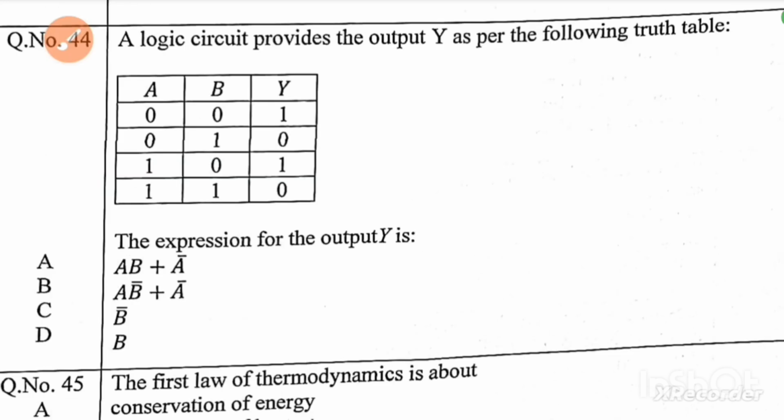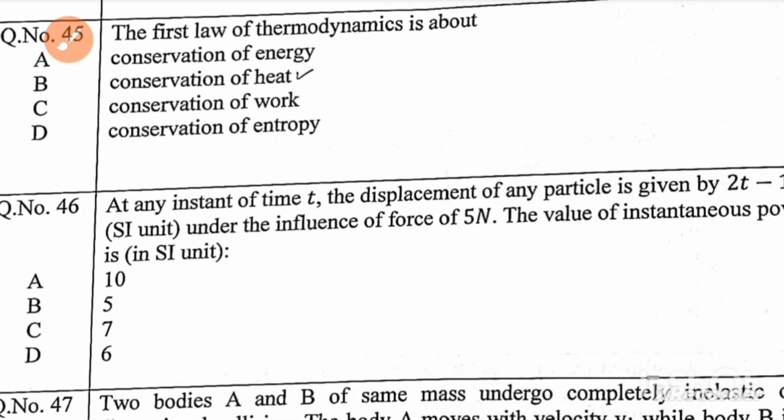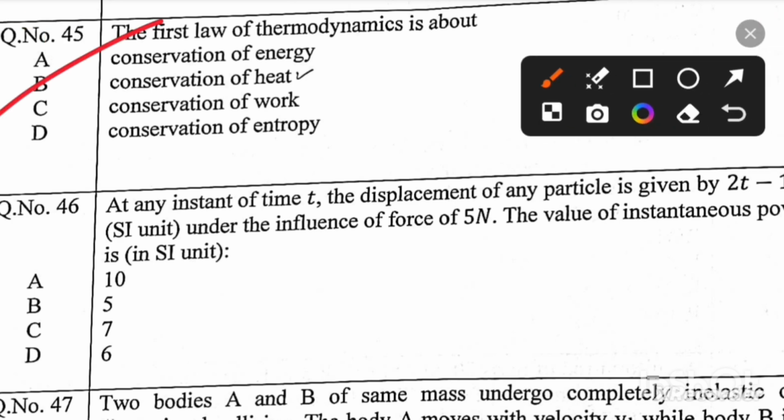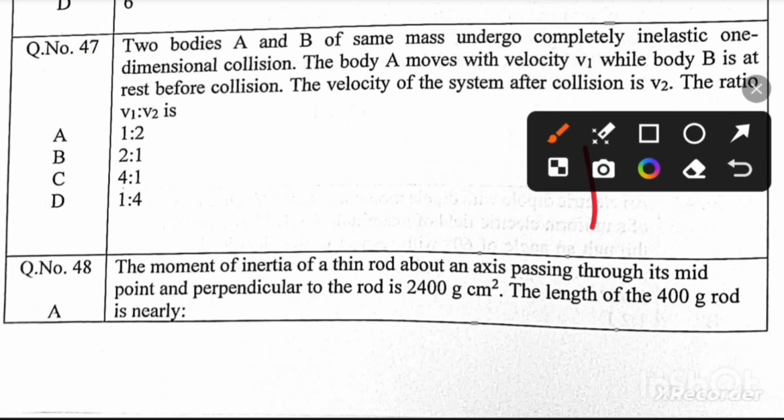A logic gate circuit provides the output y as per the following truth table. The expression for the output y is B̄. The first law of thermodynamics is about conservation of energy. The value of instantaneous power is 10. Question number 47. The velocity of the system after collision is v2. The ratio of v1 to v2 is 4:1.